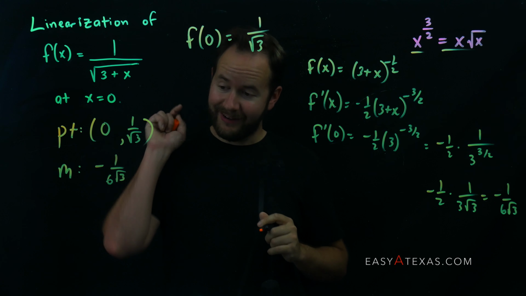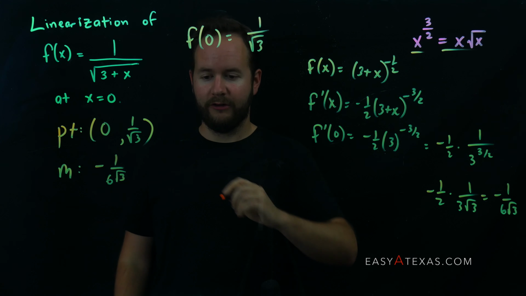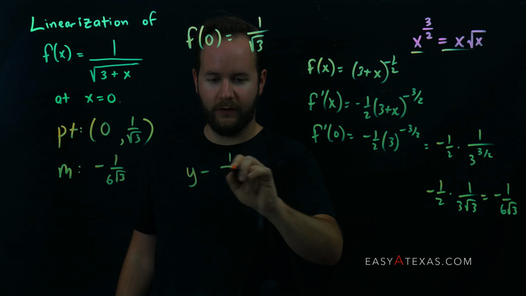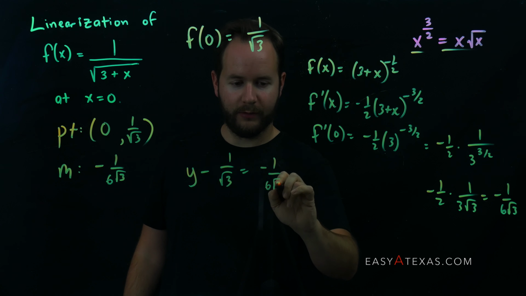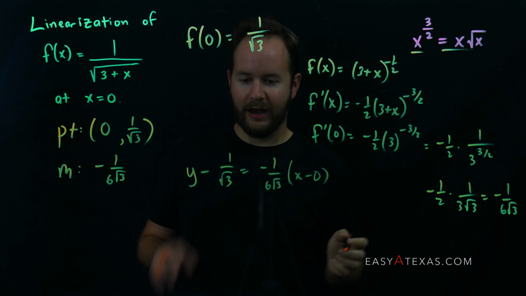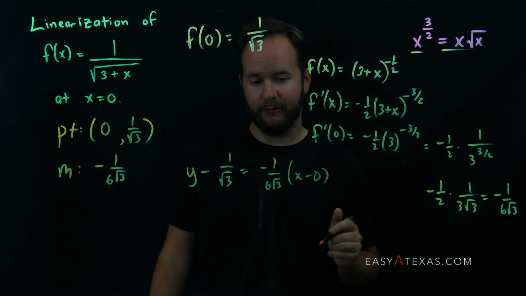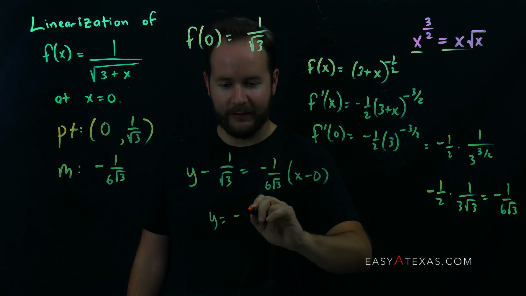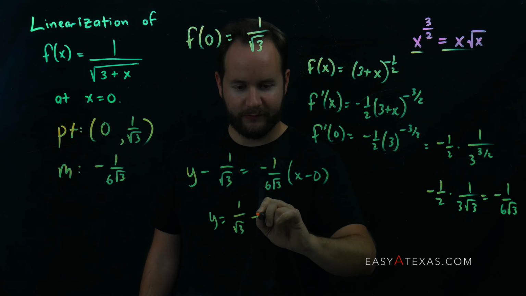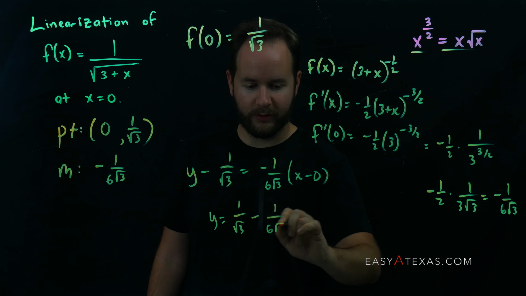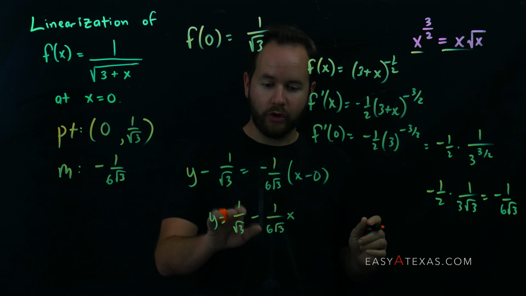Now that I have a point, now that I have a slope, I can make the equation of a line just by doing y minus 1 over root 3 equals my slope, which was negative 1 over 6 root 3 times x minus 0. And I have that. I can probably distribute the negative 1 over 6 root 3 to the inside, giving me a final answer. That's giving me 1 over square root of 3 plus or minus 1 over 6 square root of 3 times x. You could leave it like this.